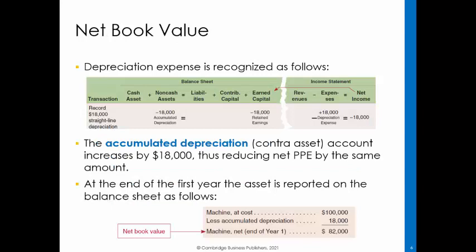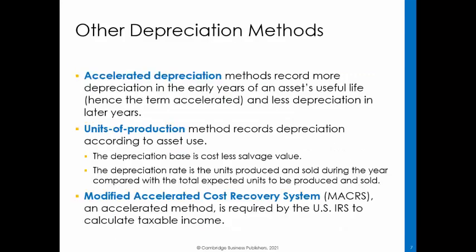Depreciation expense of $18,000 per year for the asset is reported in the income statement and as accumulated depreciation in the balance sheet as a contra asset to property, plant, and equipment. At the end of the first year, the net book value of the asset would be $82,000, equal to the original cost of $100,000 minus the $18,000 of accumulated depreciation. Although the word value is included in net book value, it does not refer to market value. Depreciation is a cost allocation concept and not a valuation concept.